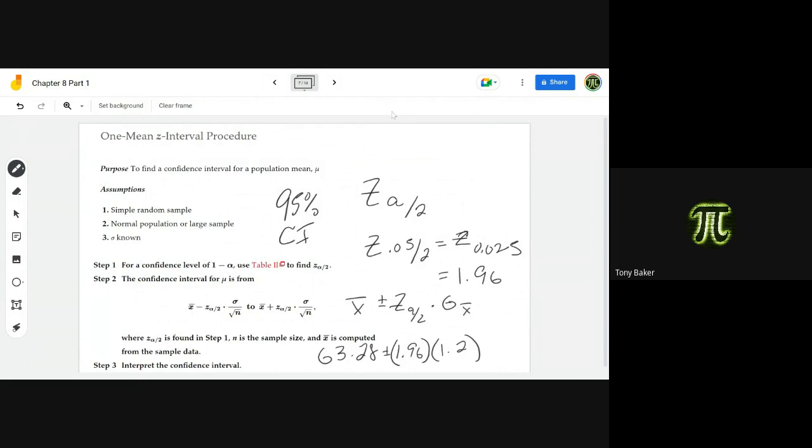Any questions on this procedure? I know it sounds really complicated with all these steps. What does that say before the 2? Z sub alpha over 2. It looks like a 9, I know, because I dragged it out. It's an alpha. Okay, so z with alpha over 2 times the standard deviation of the sample, the standard deviation over the square root of the sample size.